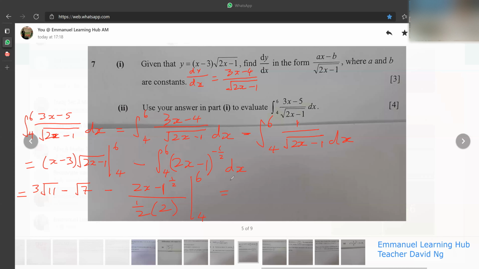So you end up with 3 square root 11 minus square root 7 minus square root 11 plus square root 7. You substitute 6 inside here. This one cancels. So substitute 6 inside here, 2 times 6 is 12. 12 minus 1 is 11.